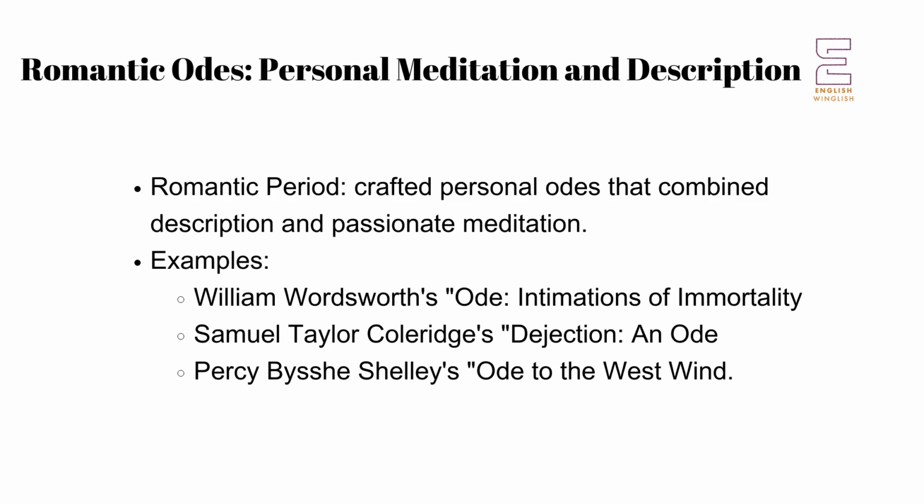During the Romantic period, poets perfected the personal ode of description and passionate meditation. These odes were stimulated by aspects of the outer scene and often revolved around solving personal emotional problems or addressing universal human themes. William Wordsworth's Ode: Intimations of Immortality, S.T. Coleridge's Dejection: An Ode, and P.B. Shelley's Ode to the West Wind are exemplary romantic odes that display this characteristic.